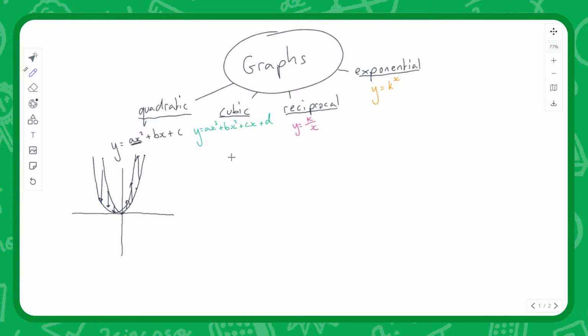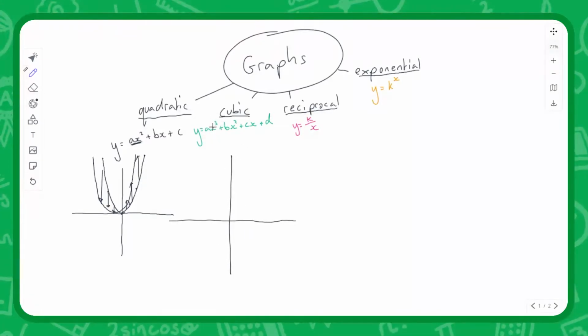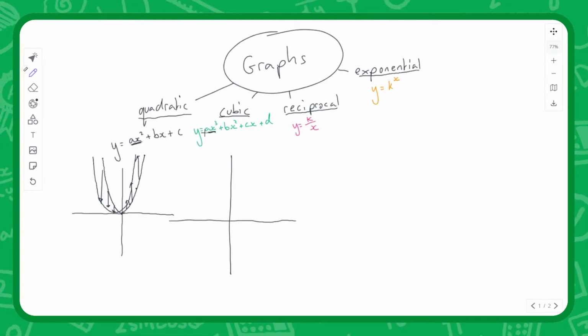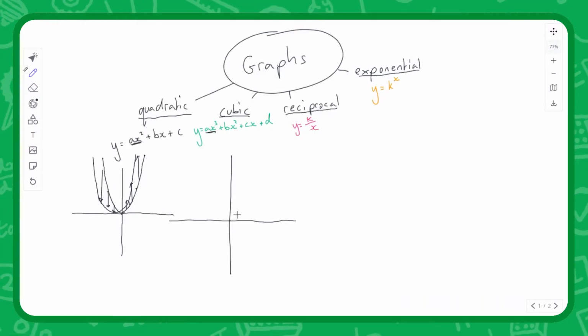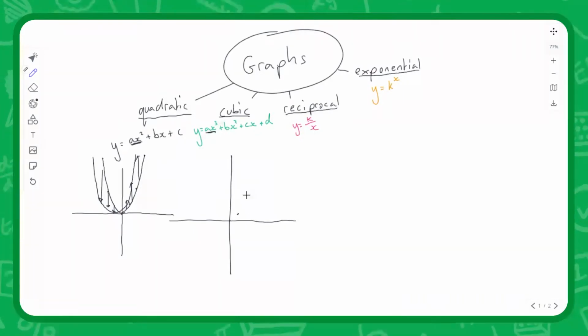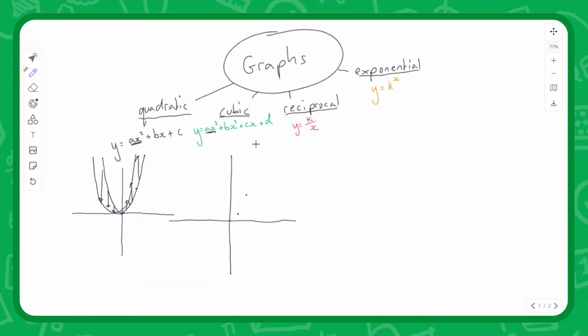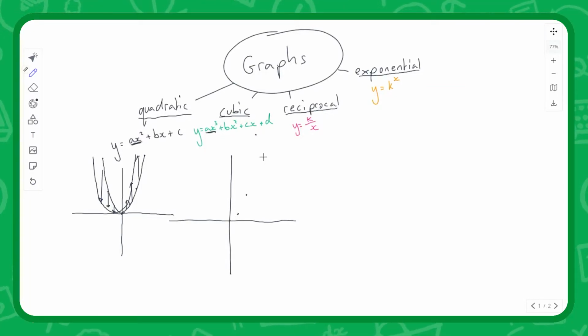With cubics, they're fairly similar. In this case, again, let's just focus on this term for now to keep things simple. Let's just say a again is equal to 1. So we're going to have 0 cubed is just 0, 1 cubed is just 1, 2 cubed is going to be 8, 3 cubed is going to be 27, and we're already kind of shooting off the page, right?